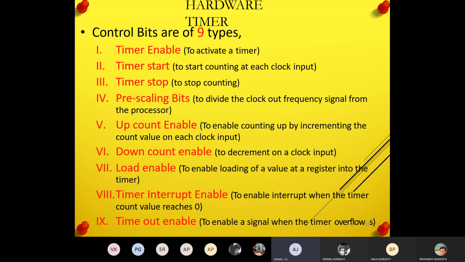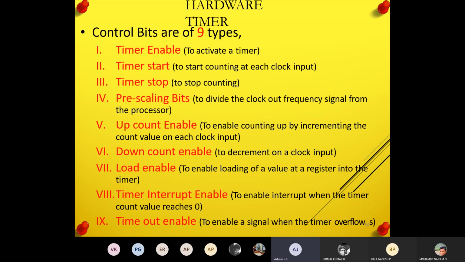So enable is nothing but making it available, and second is start. In the sense, it will start to count. For each clock pulse it will start to count. And the third one is used to stop it. If there is a start, surely there will be a stop. You have to stop the timer, and that can be given by the third bit, timer stop.